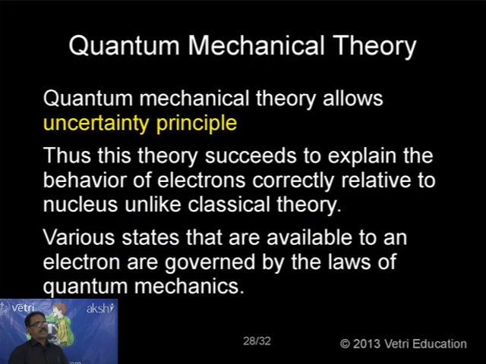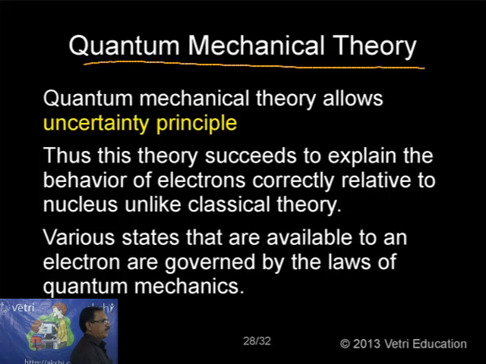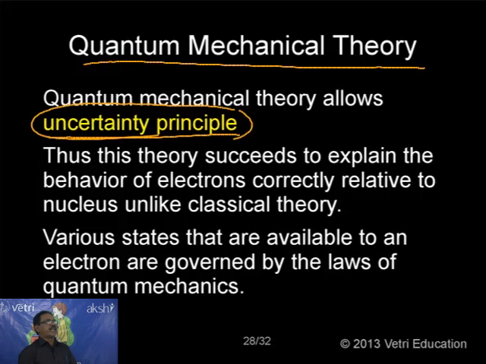Now let me go to quantum mechanical theory. Starting from Dalton, then J.J. Thomson, Rutherford, Bohr and Bohr-Sommerfeld, they have come up. Finally, satisfying all the conditions, quantum mechanical theory was proposed. What does the quantum mechanical theory say? Quantum mechanical theory allows for the uncertainty principle. This is the most important information. I am going to discuss it again under another heading, the hydrogen spectrum, in detail.